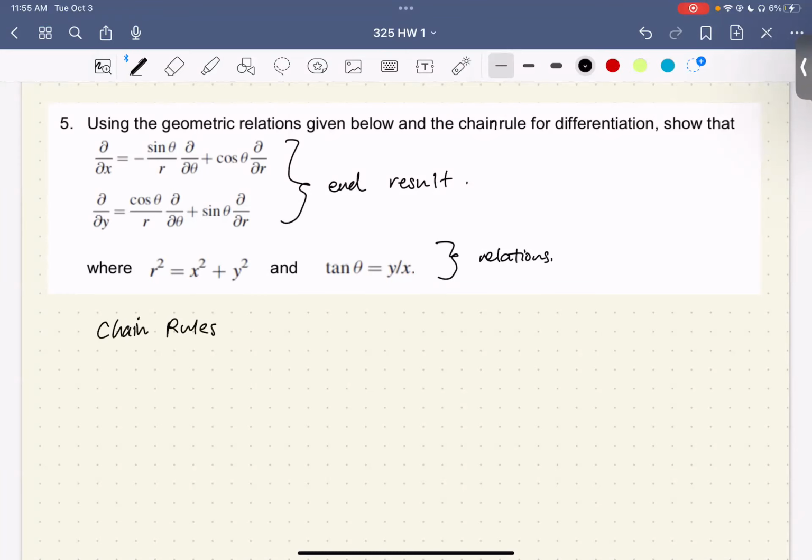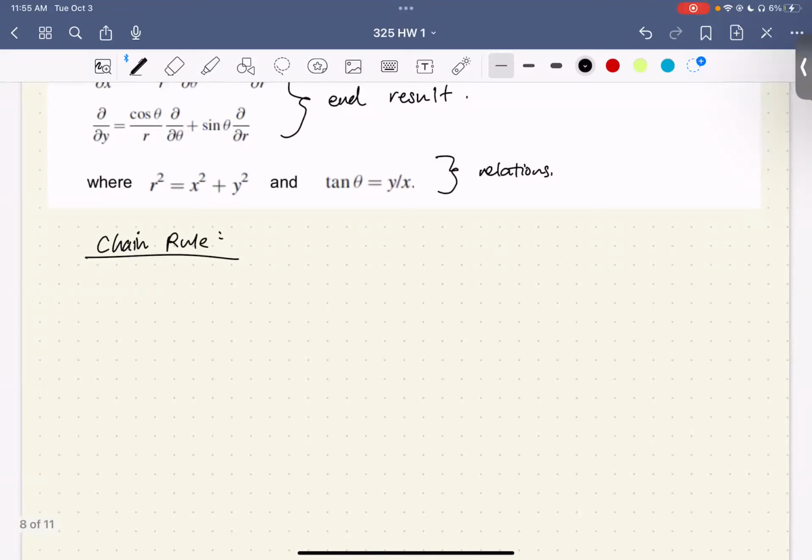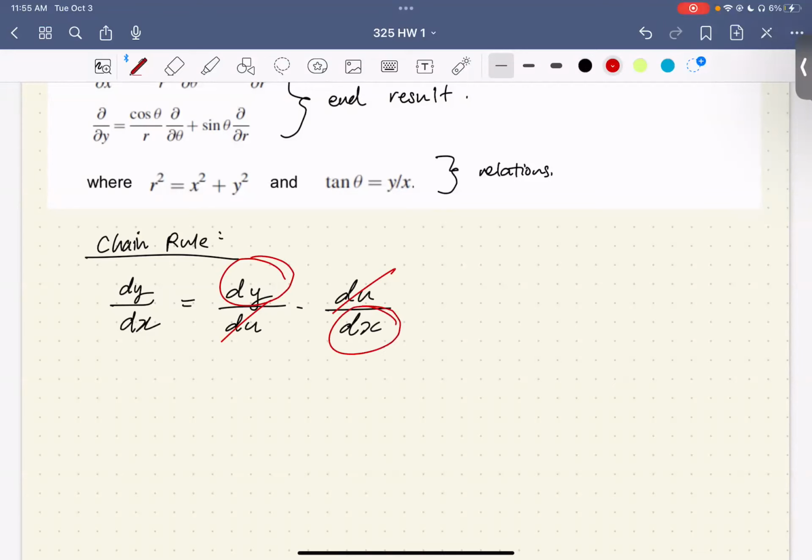Some of you may already be familiar, but the chain rule is we say dy dx is going to be equal to the derivative of y with respect to some function u, times du over dx. And essentially we can cancel these and we'll still get dy over dx, but it allows us to solve for something else, some function u.